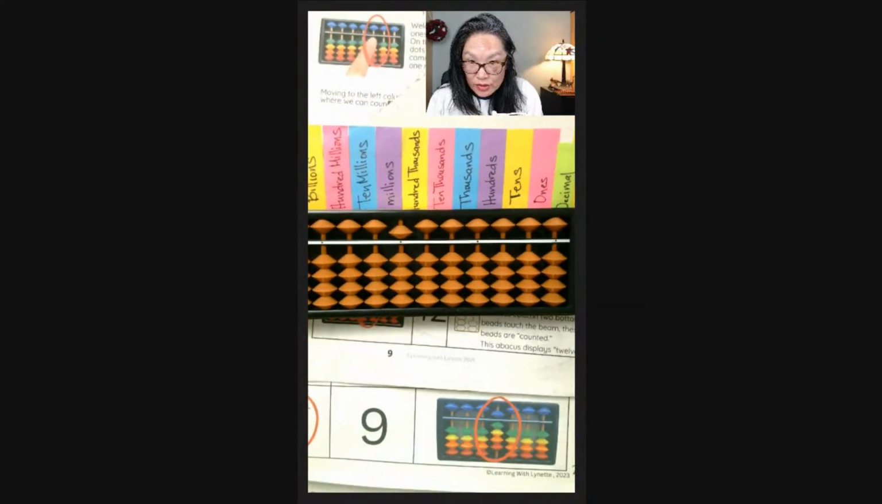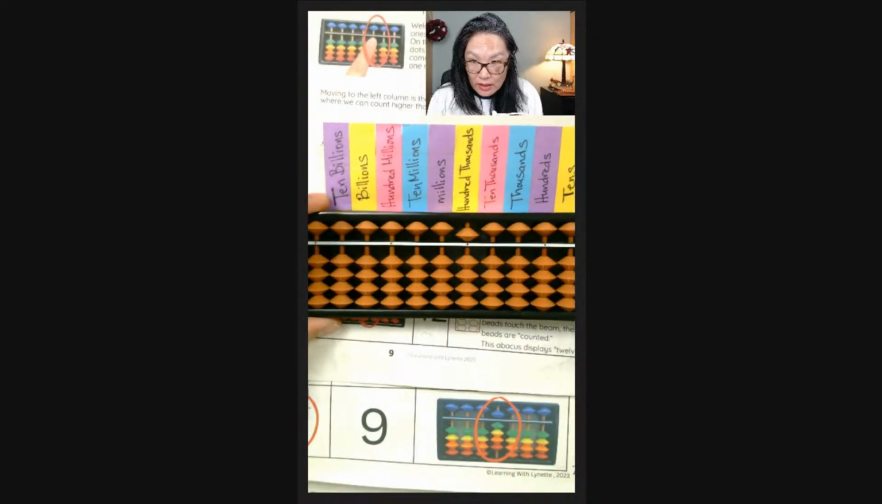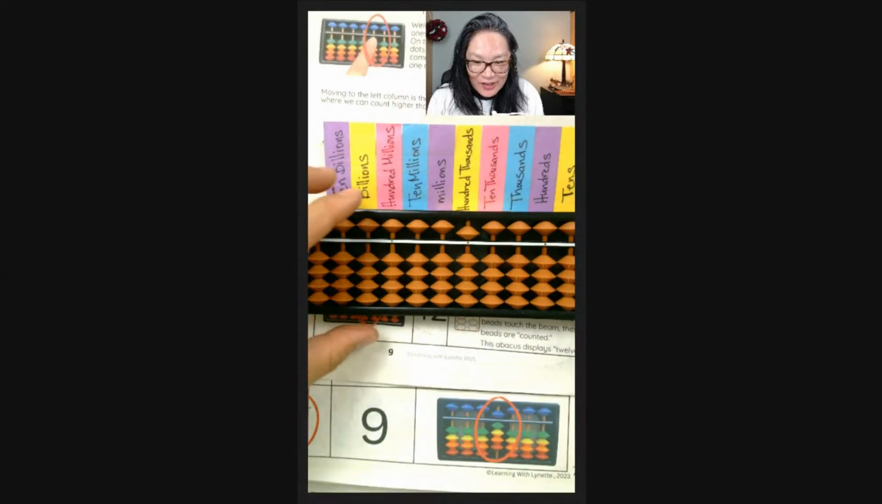When I look, I can choose any of these dots to be my indicator, and then I can go all the way up to, I think, trillions.